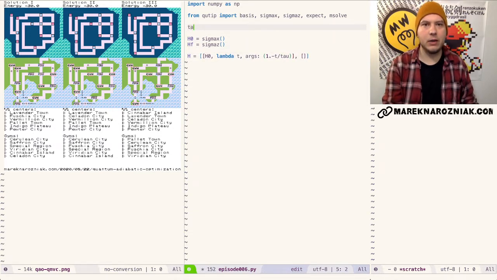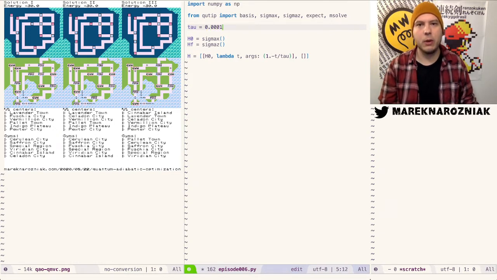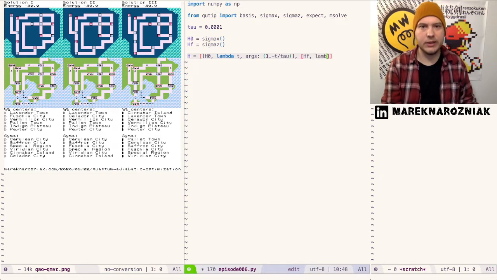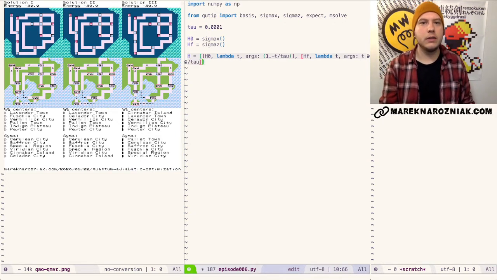define immediately tau, the Greek letter tau. Let's make it like 25. Let's make it 1 or 0.00, whatever, some small number, because we will not want to end up in the ground state initially. So that's H0 that is decreasing. Now we need HF that is increasing. So I just make it lambda such that it increases, t arguments. So this is going to be just t over tau. So it increases from 0 to 1. So this is our Hamiltonian.